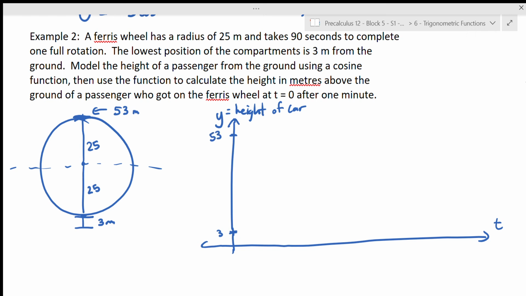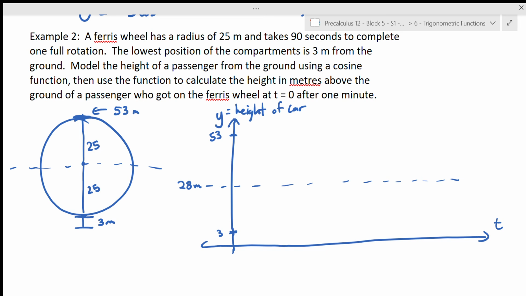If you have a graph like this, I'll be okay with the fact that you may be fudging a little bit what it looks like. Our midline is going to be halfway between these. So if we add these together and divide by 2, we will get the midline. And that midline is going to be at 28. 28 meters off the ground. That is 25 above 3 and 25 below 53.